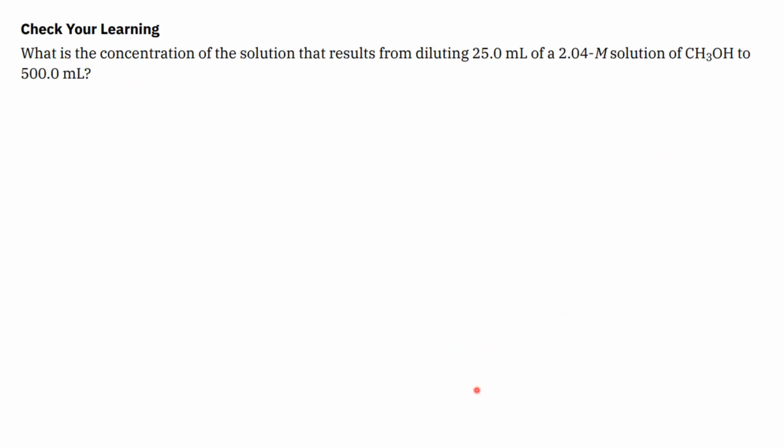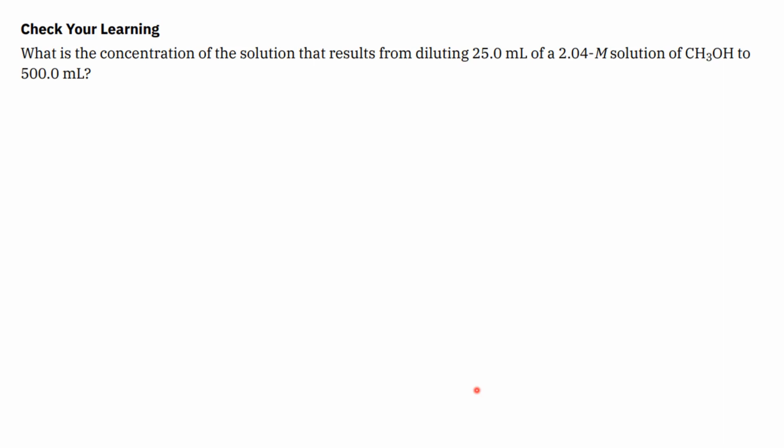So with the next one, what is the concentration of the solution that results from diluting 25 milliliters of a 2.04 molar solution of methanol to 500 milliliters? So again, we're taking a known solution, just dumping in a whole bunch of water. So we're going to see the concentration is going to decrease. And in this case, we're diluting it by about a factor of 20. So we should see the concentration be about 1/20th of the original. So about 0.1 is a reasonable answer for this one.